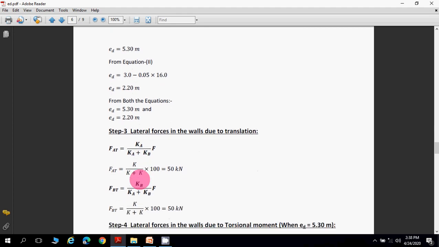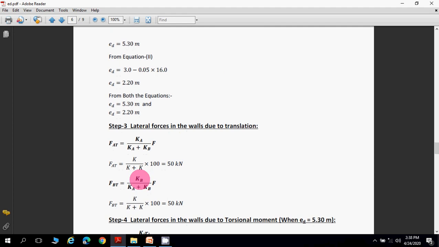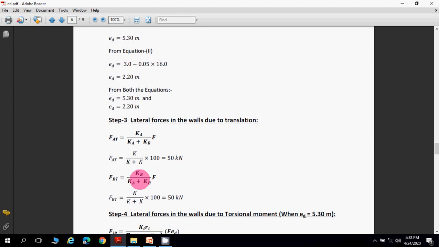In the next steps, we calculate the lateral force in the wall due to translation, similar to the lateral force in translation due to seismic load in the x direction. Similarly, we calculate the values of FAT and FBT in the y direction, because both walls are situated in the y direction. As the Ka and Kb values are the same, we put K divided by the summation of K into 100. The total seismic force applied in the y direction is also 100 kilonewton.